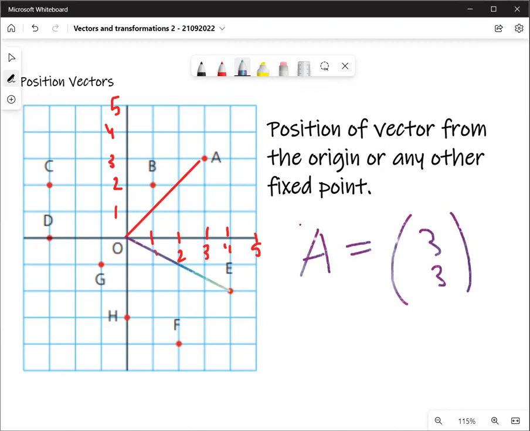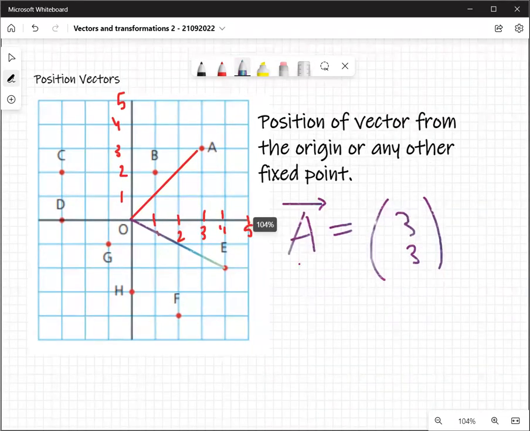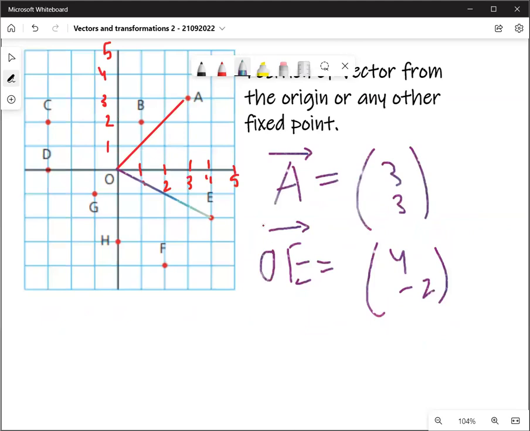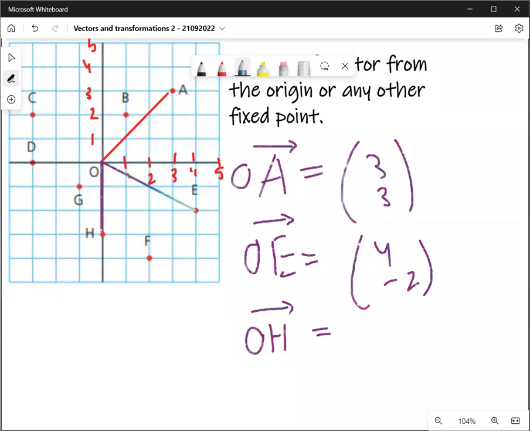Whenever you're writing position vector, this is what it looks like. Yep, that's it. 4 and minus 2 for E. E is 4 and minus 2. Okay. What about OA, OE? Let's do OH. Anas, OH. What is the position vector? OH is 0, minus 3.